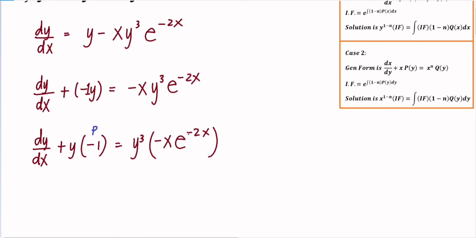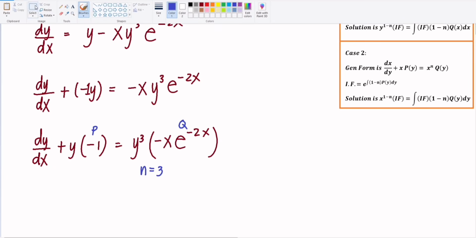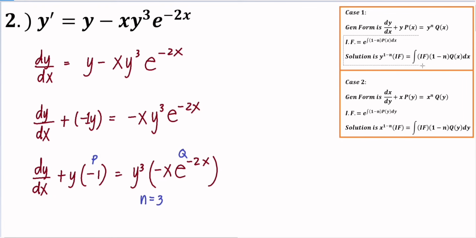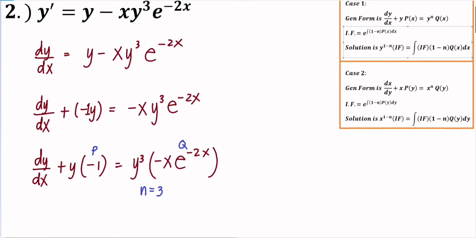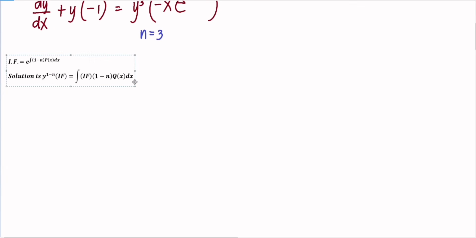So, again, meron na tayo ditong p. Ito yung p. Ito yung q sa loob ng parenthesis. At ang n natin dito ay 3. Ito. Yung degree ng y nyo dyan would be the value of n. Ayan, okay? So, pwede na nating i-solve yung integrating factor and proceed kayo sa solution after integrating factor. So, unahin natin guys, si integrating factor.